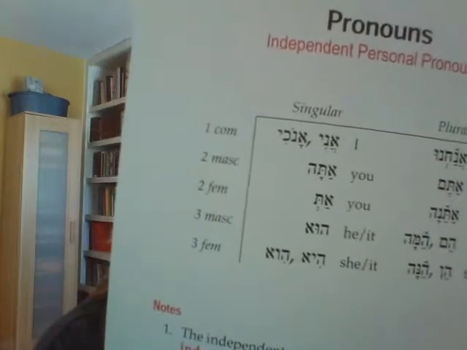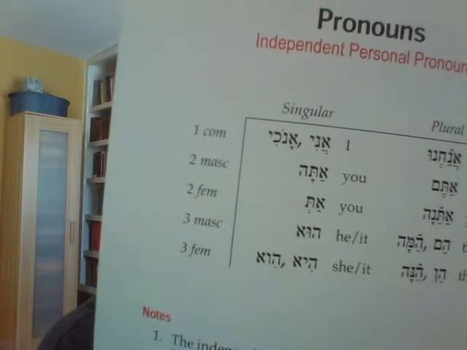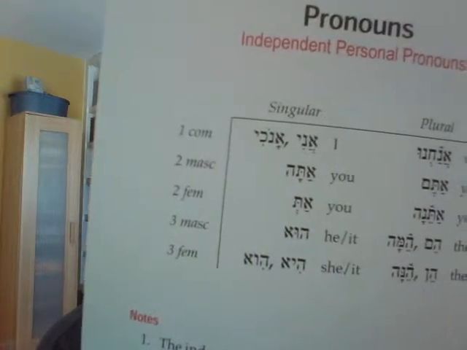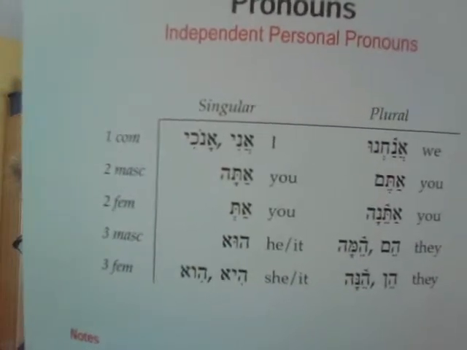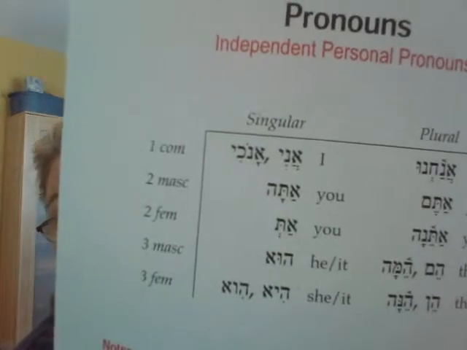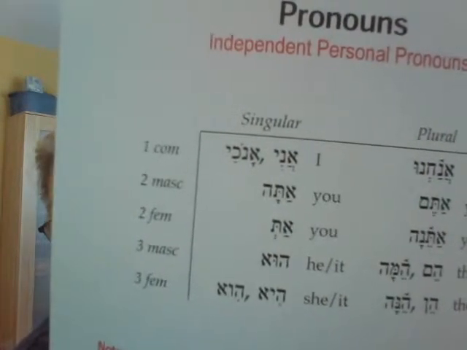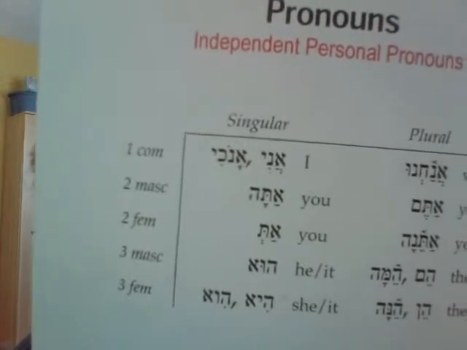So I is first common, and it's pronounced ane and anoke. And both of these are two different pronunciations, or two different words for the same word. It will always be pronounced ane and anoke, and this is the first common.